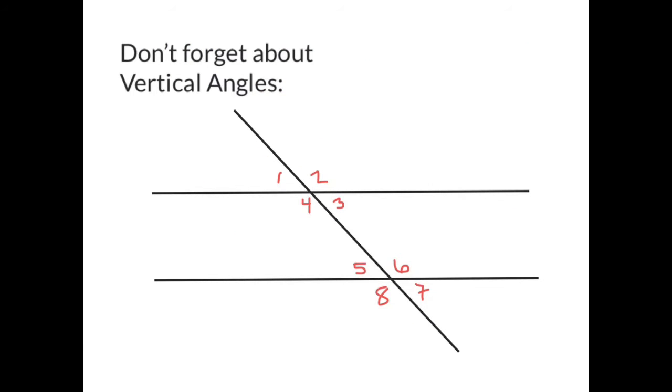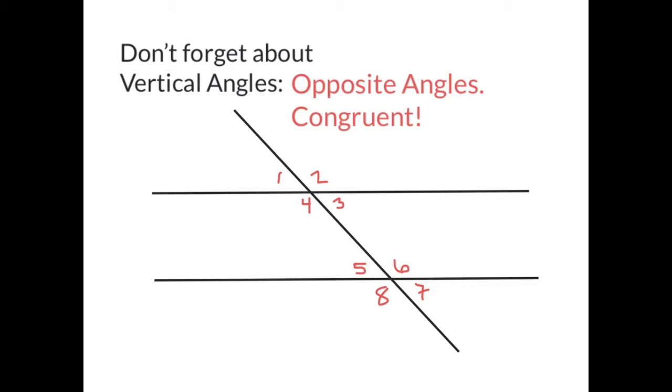The new relationship in this video, the first of two, is actually not new at all. You guys have learned about vertical angles in a previous lesson. Remember that those are opposite angles. They are across from each other from two intersecting lines, and they are also congruent. So opposite angles, they're congruent.